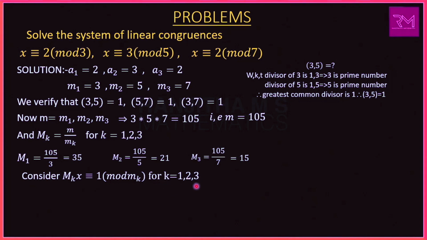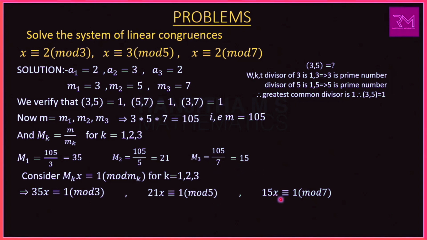Here we have k as 1, 2, 3, so we have to consider 3 congruences. For k equal to 1, M1 is 35, that is 35x congruent to 1 mod m1, which is 3. In a similar way, M2 is 21, 21x congruent to 1 mod m2, which is 5. M3 is 15, 15x congruent to 1 mod m3, which is 7. So we obtained 3 congruences.